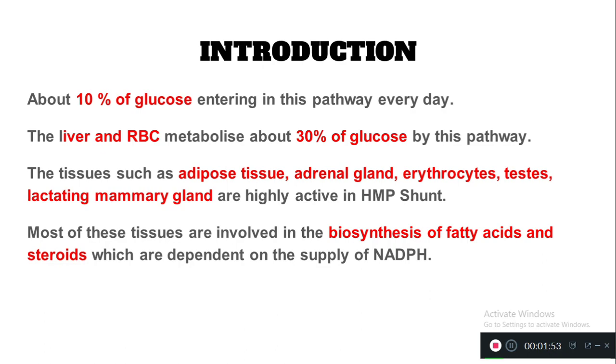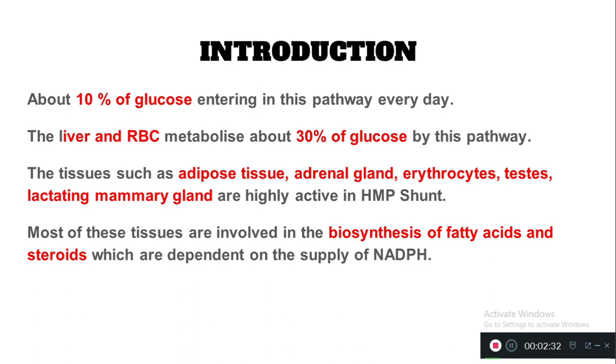About 10% of glucose enters this pathway every day. So around 10% of glucose in the metabolism enters the HMP shunt pathway, or PPP, the pentose phosphate pathway. The liver and RBC metabolize about 30% of glucose by this method. The remaining methods are glycolysis and the TCA cycle. In this, 30% of the glucose from erythrocytes and liver comes through this pathway only.